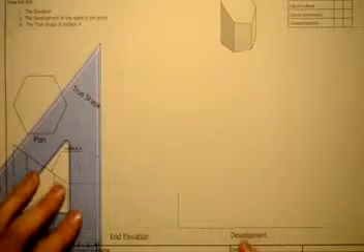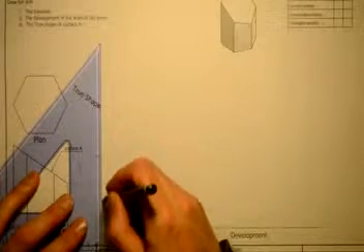Now this is a hexagonal prism, so that width there is going to be more or less the same on that side there. It's going to be slightly smaller, but we'll get into that just now. So I'm just going to draw a line here, and that's the left hand side of it.